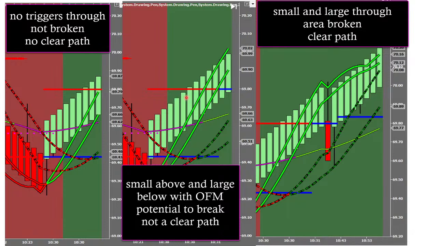So areas break all the time. If they didn't, we'd be rattling around like Pac-Man in there. So when your small triggers smash through an area, and please embrace that word smash, 2 to 3 points, 3 to 4 points through the area. If the small triggers absolutely decimate resistance with favorable momentum, resistance has the potential to break. But it's only the potential. It's not a clear path.